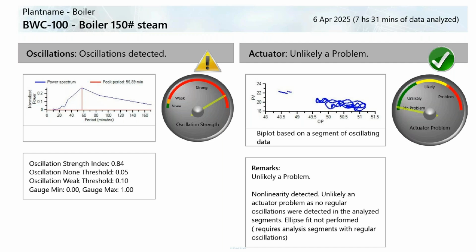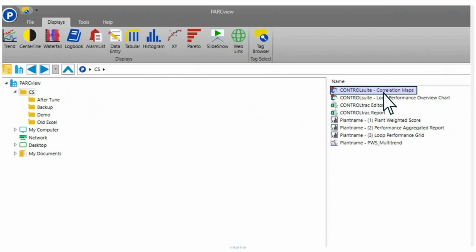In CONTROLsuite, there is a process interaction map. We can look there to see if there is a loop upstream causing our issue here. To open the process interaction map, you can close out the performance loop report and open up this screen where you will click the correlations map tab.